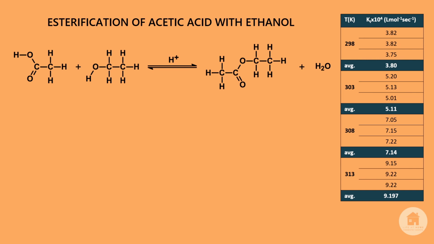Just use your temperature versus your average k value. Also notice that your k is times 10 to the 4th, so you'll need to move your decimal place over by 4 in order to get the actual correct value. This was just done to make the numbers a little bit shorter for the table.